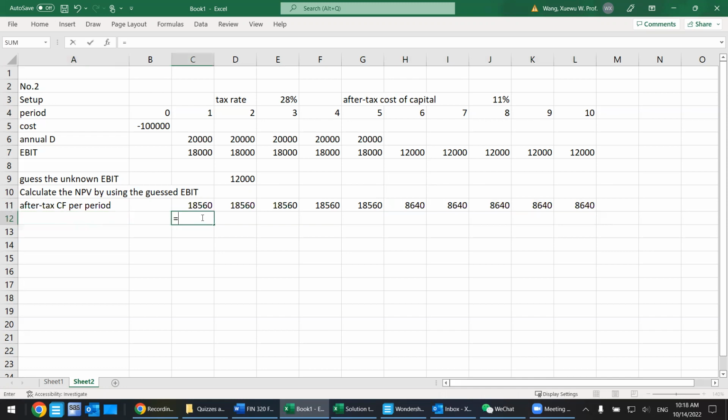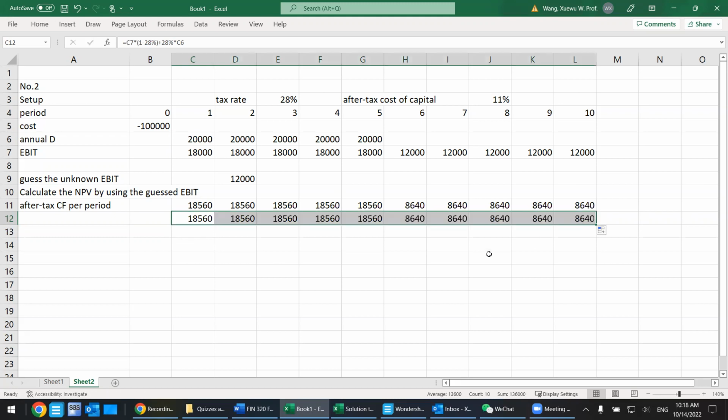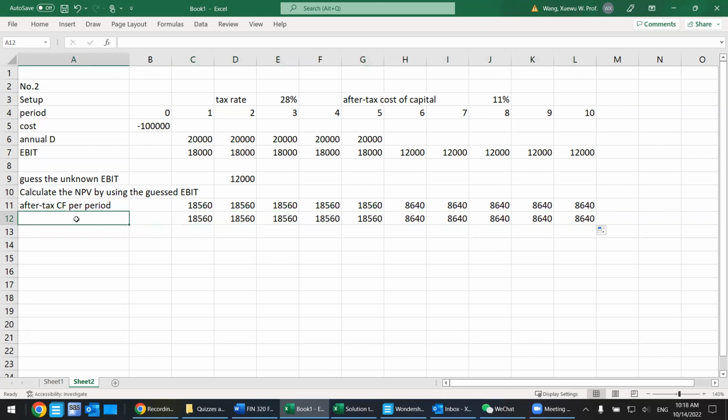You can also do the other approach for after-tax cash flow, which is you take the EBIT and you pay tax. All right, and then you pick up the tax benefit of depreciation, which is the tax rate times the annual depreciation. Okay, so if you do that, you still get 18,560, but it's going to be much lower after-tax cash flow in the last 5 years. Okay, so let me just say alternatively, this is the second approach for calculating after-tax cash flow.